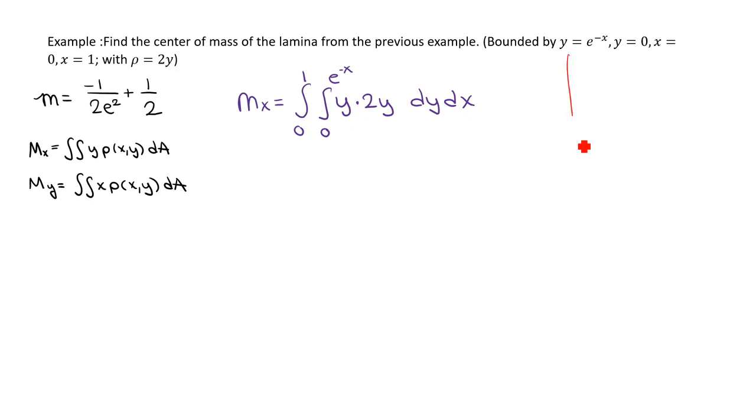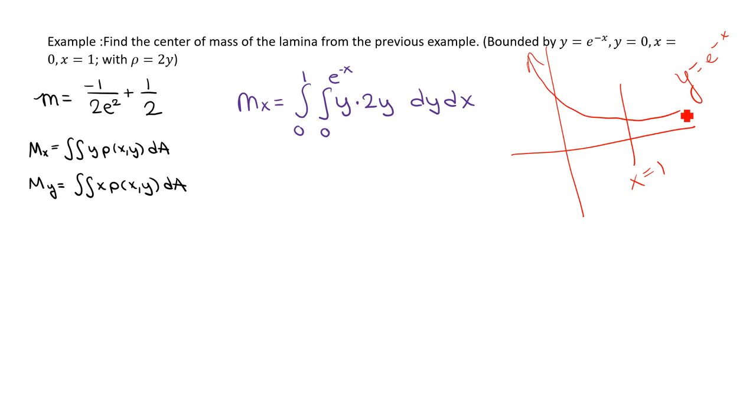Just to remind you, you can go back and look at your notes. I'll try to draw it really quickly. Hopefully that's not too sloppy. So there's our e to the negative x. There's our x equals 1. Oh, I did not mean to erase all of that. There we go. So the region we're talking about is this region right here.